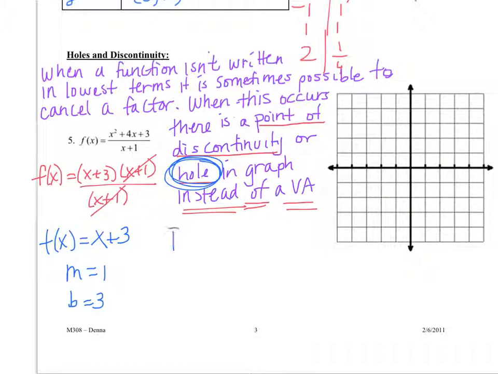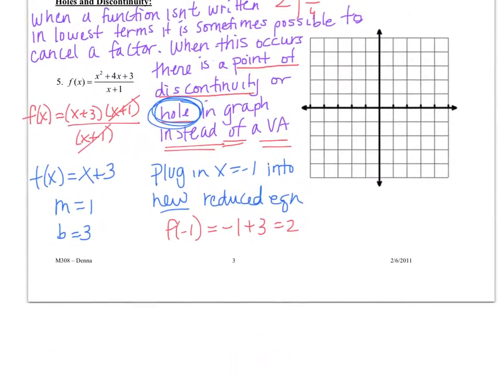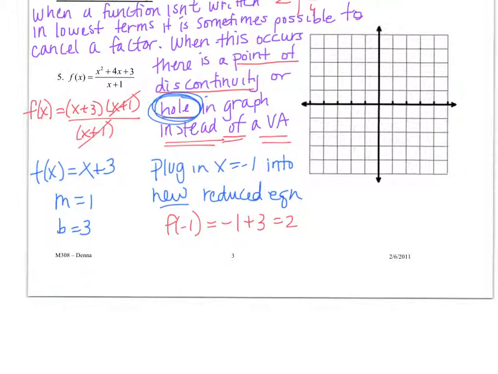So what you're going to do is plug in x equals -1 into the new reduced equation. So if we plug in f of -1, we'll get -1 plus 3, which is 2. So what this tells me is that I am going to have a hole at -1, 2. So when I go to graph, I'm going to go on my grid to -1, 2, and I am literally going to put a hole there. And then I'm going to go ahead and draw the rest of my graph.